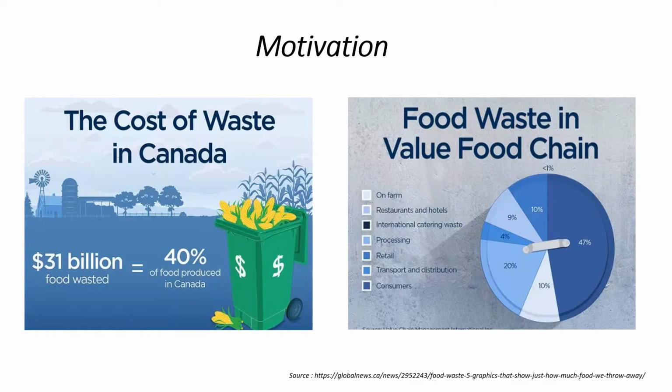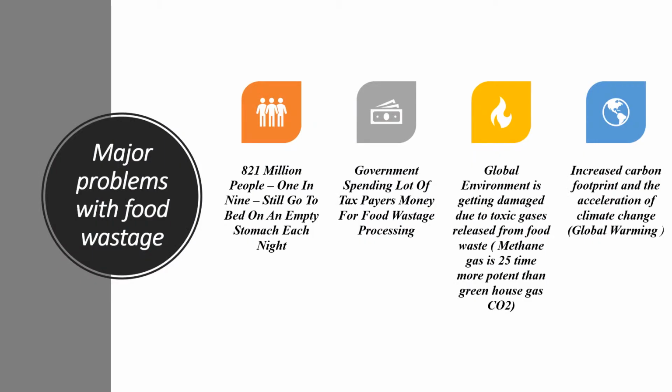The pie chart is divided into 7 parts, pretty much covering the entire food chain process, that is, from the production to the consumption. The major contributor to the food wastage is the consumer, accounting for almost 47%. These stats shown on the screen are as of 2017. The numbers might have increased as of 2018. This leads me to the next point, that is the major problem associated with the food wastage.